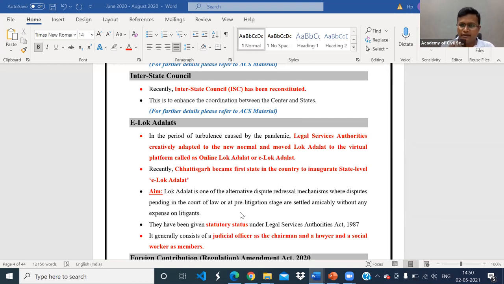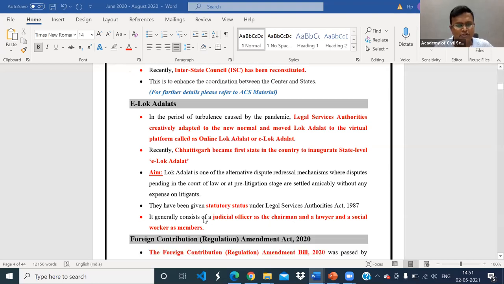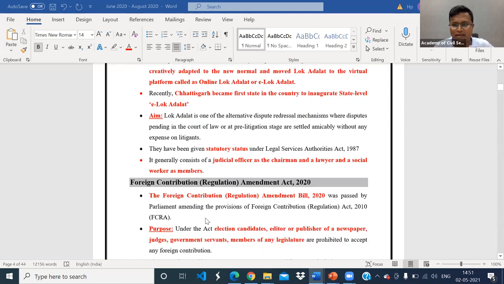Now the point is that the Legal Services Authorities Act was recently amended for facilitating electronic Lok Adalats, using video conferencing, bringing the witness through video conferencing and making the Lok Adalats work in an electronic way. That is, due to the COVID-19 pandemic, instead of direct Lok Adalats, we wanted to make electronic Lok Adalats.